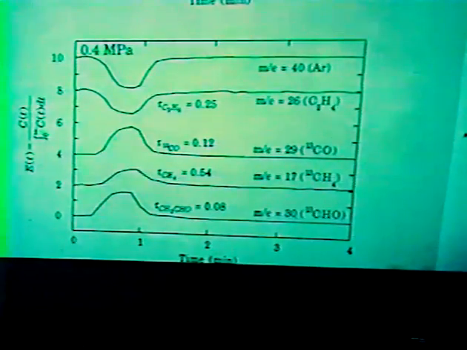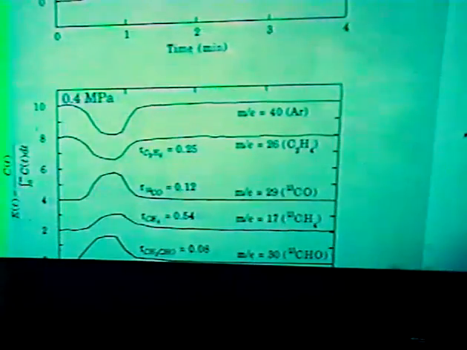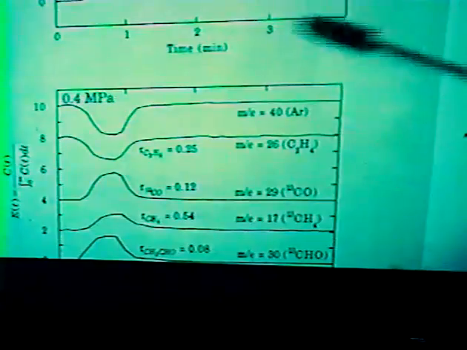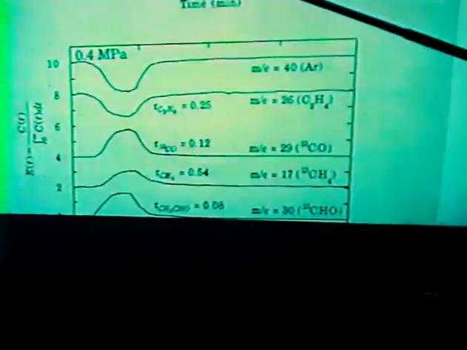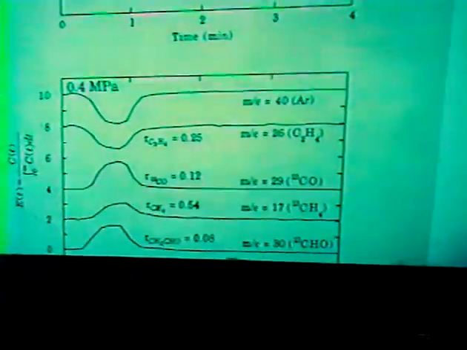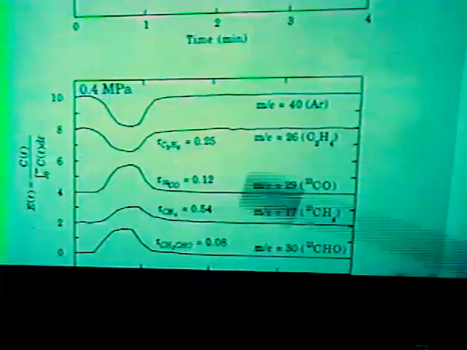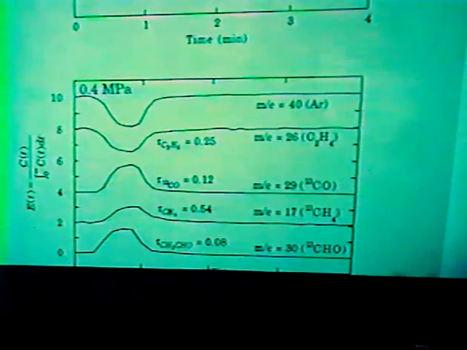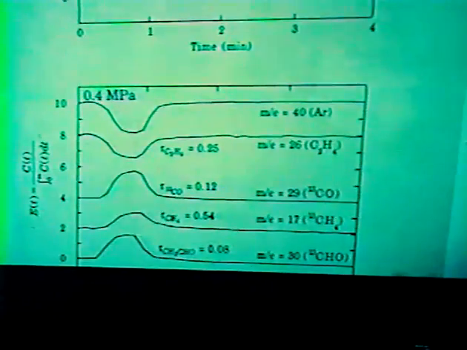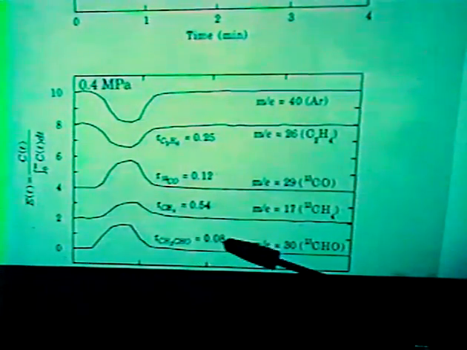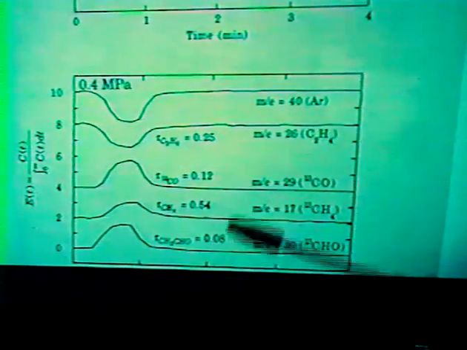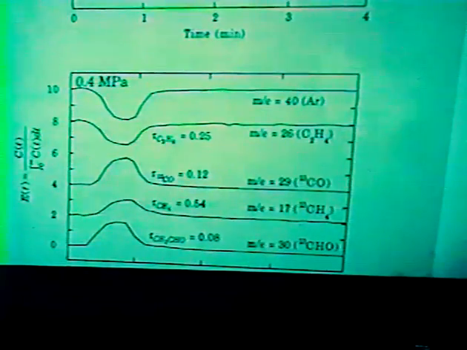As you can see here, increasing the pressure causes an increase in tau methane from 0.14 to 0.54. And increasing the pressure also caused the formation of acetaldehyde here. The residence time of the intermediate leading to acetaldehyde is somewhat smaller than the residence time of intermediates leading to methane.